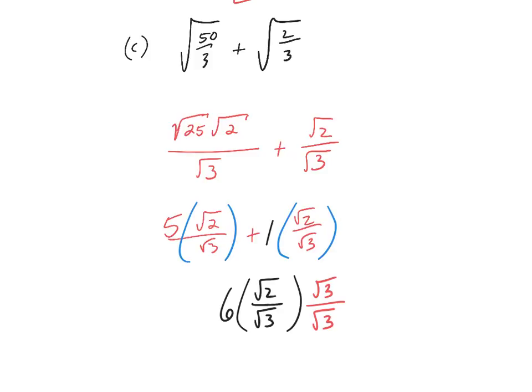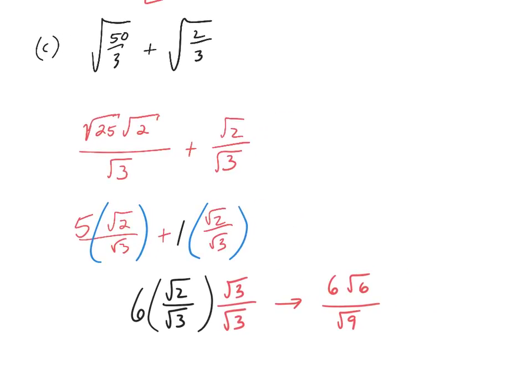That works out. Up top, I'm left with 6 root 6, again over root 9. And I'm going to show the steps. I know you wouldn't really do it this much, or you wouldn't show every single step, is what I'm saying. So take a look at the work as we progress through.